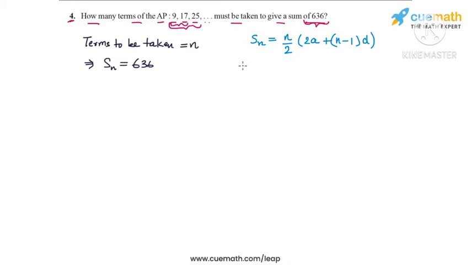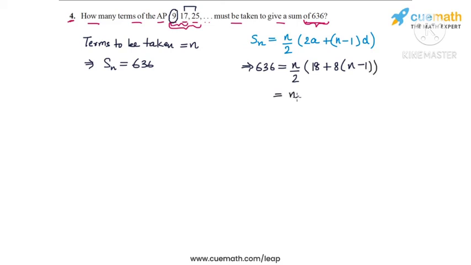So let's plug in the values into this relation. So we will get Sn, which we want to be 636, equal to n by 2 into 2a. Now a is equal to 9, the first term. So 2a will be equal to 18, plus d, which is the difference between any pair of consecutive terms. So d is equal to 8. So n minus 1 into 8, or 8 into n minus 1.